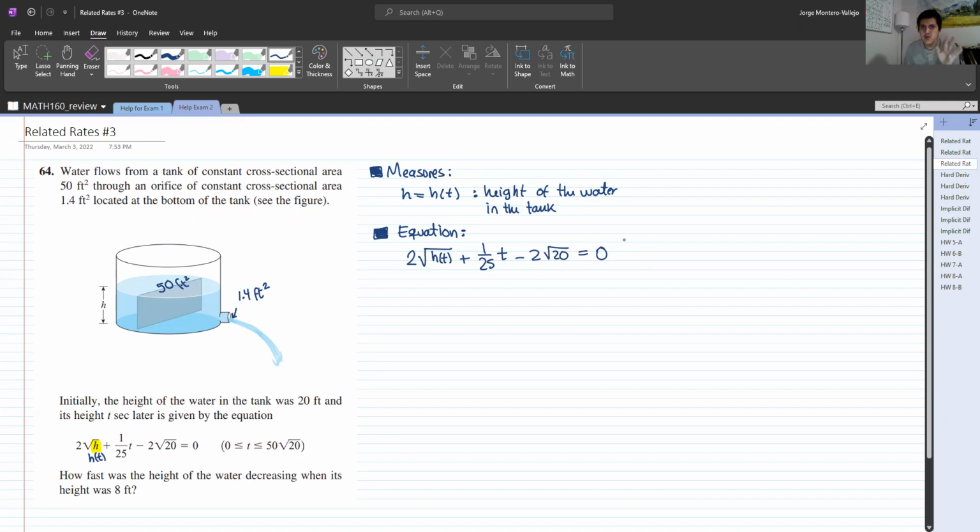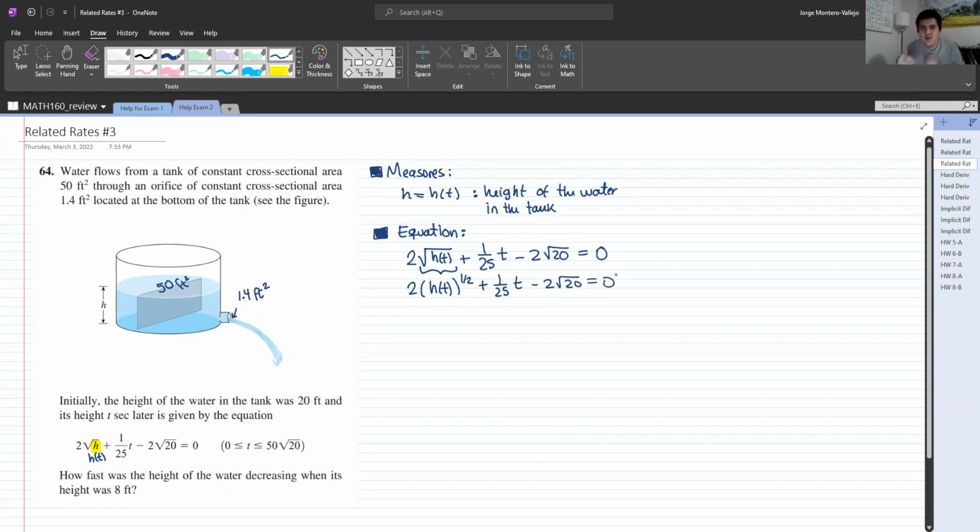What we have been doing is, once we wrote down the equation that involves our measures, we want to implicitly differentiate it, right? So let's do that. Okay, so first of all, since we are going to differentiate this part over here, it's going to be useful to write it down as a power. So 2 times h of t raised to 1/2, and then we have 1 over 25t minus 2 square root of 20.